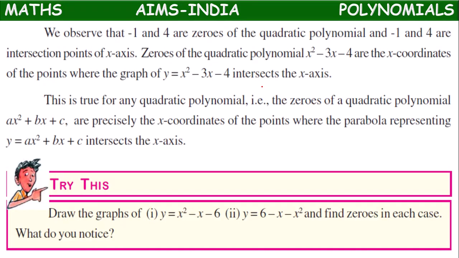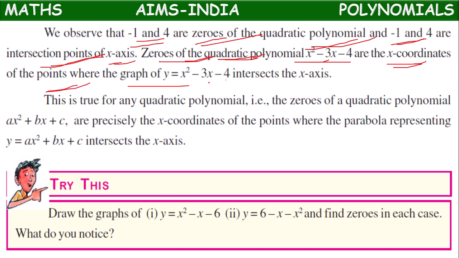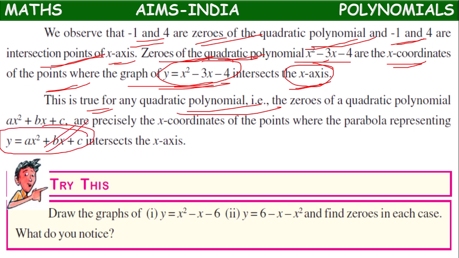So -1 and 4 are the zeros of the quadratic polynomial, because they are the intersection points on the x-axis. So the zeros of a quadratic polynomial are the x coordinates of the points where the graph intersects the x-axis. Here graph means parabola. This will be true for any kind of quadratic polynomial. So the zeros of a polynomial means the intersection points of the parabola and the x-axis.